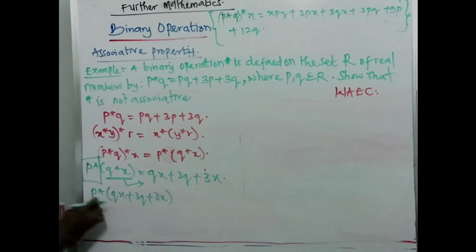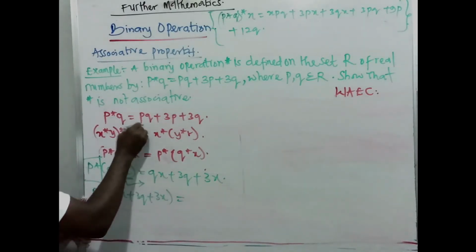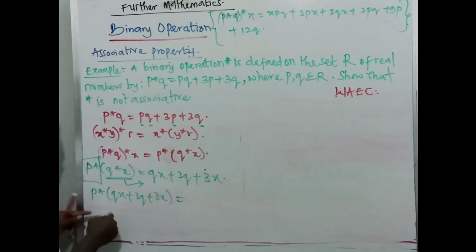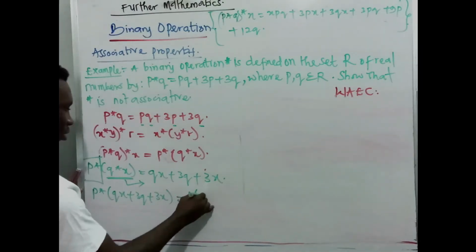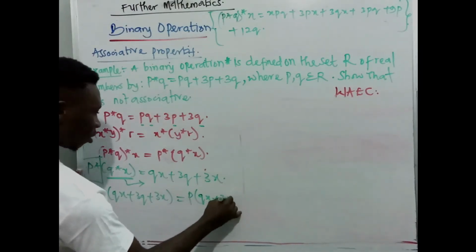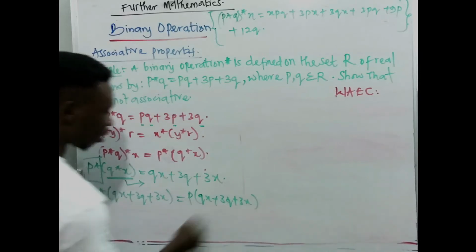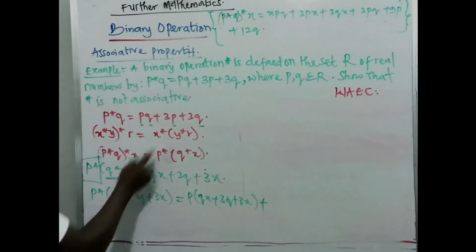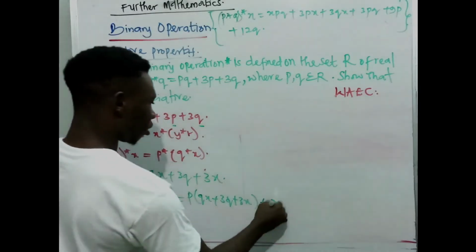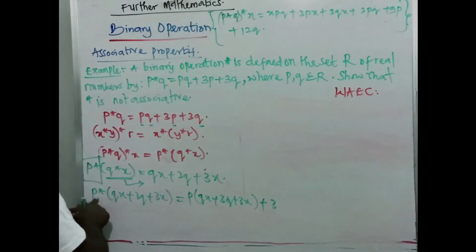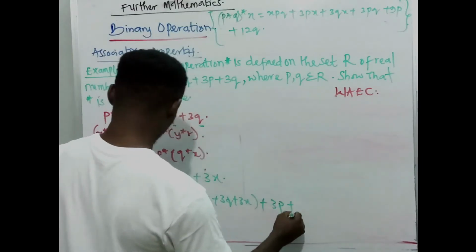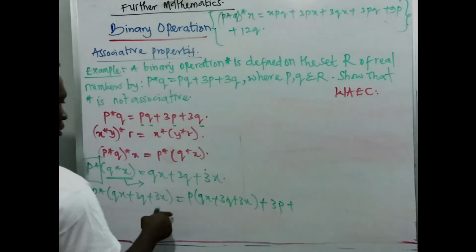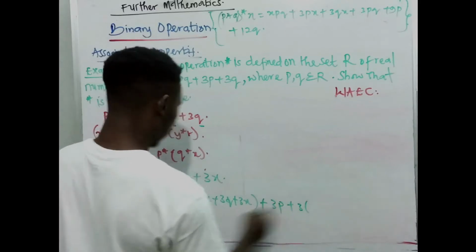Now, this is the first element, this is the second element. Don't forget, this is the first, this is the second. The first element is P; open bracket, put the second element. What is the second element? QS plus 3Q plus 3S, plus, what is the third element here? 3P, that's the first element, plus 3 times the second element, that's 3 of Q here, which is what?